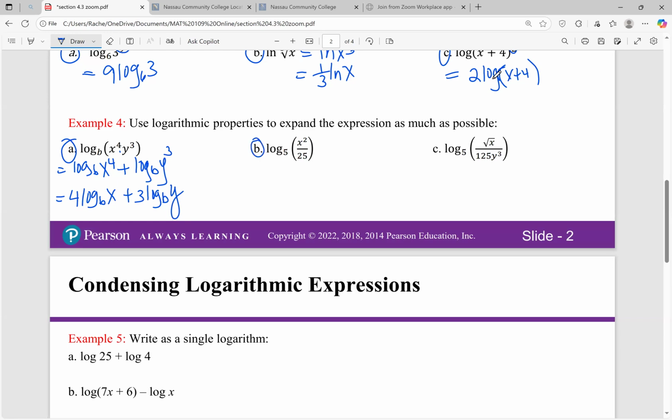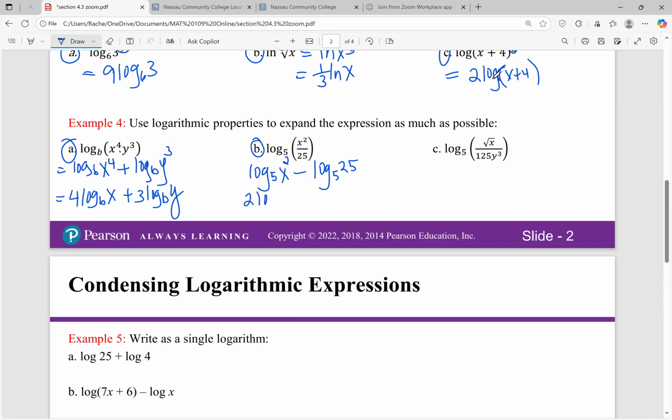B, we have log base 5 now of a quotient, a division, right? I have x squared divided by 25. So let's write it as subtraction. So I'm going to have log base 5 of the numerator, which is x squared, minus log base 5 of the denominator, which is 25. And I see I could use my power rule now with the first expression, right? Bring that 2 in the exponent to the front.